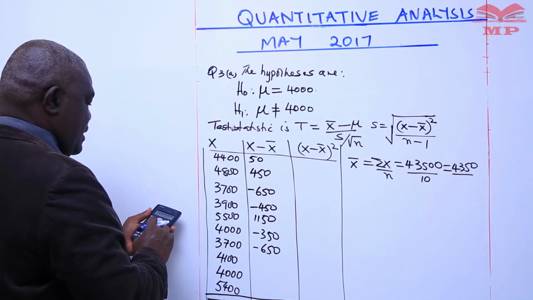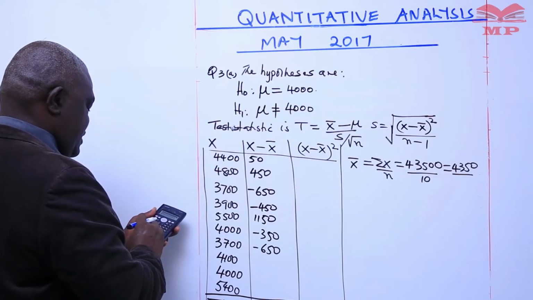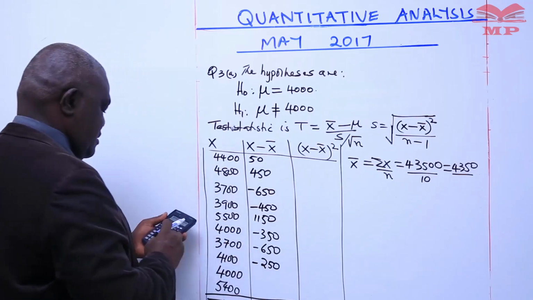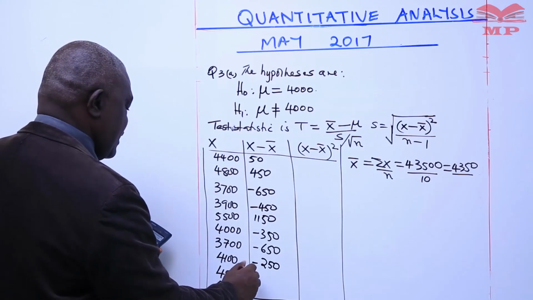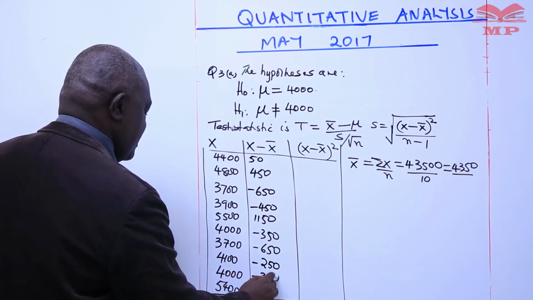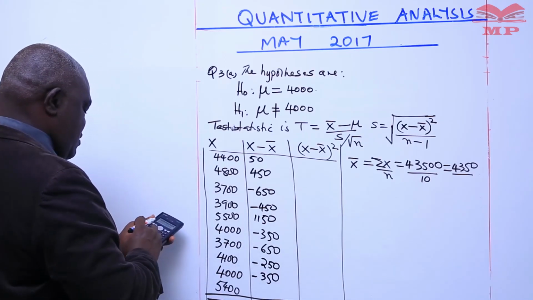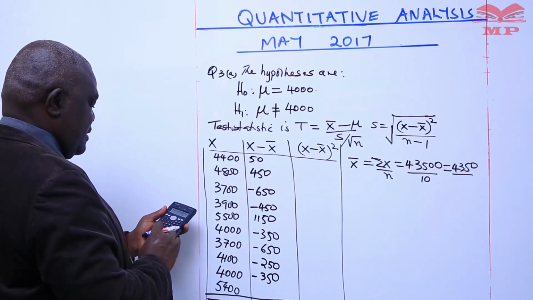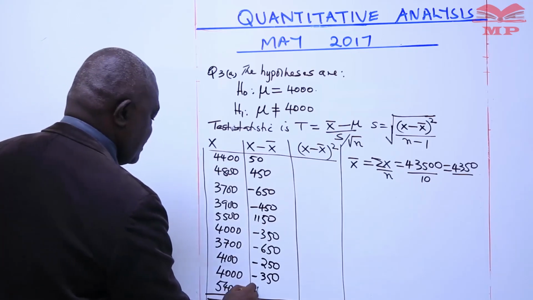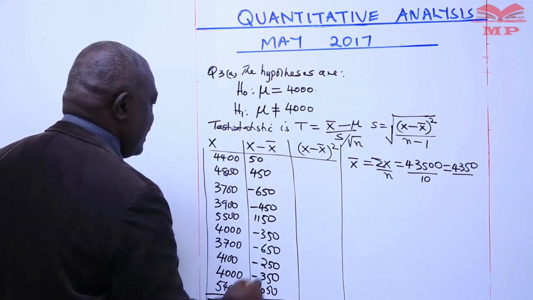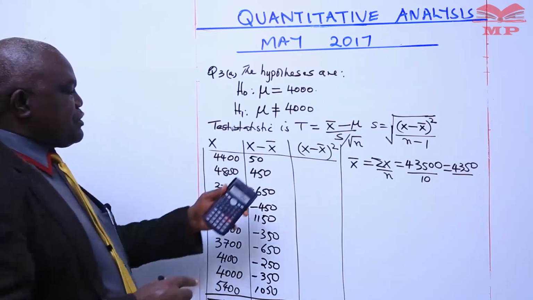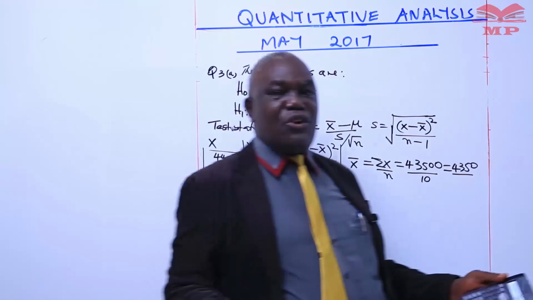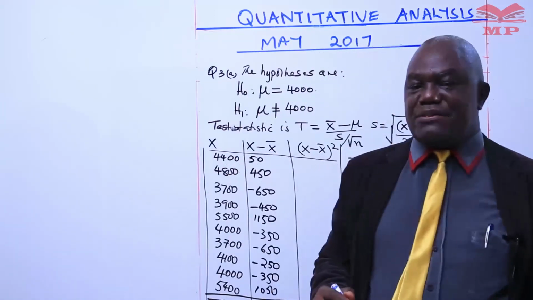Then 4100 minus 4350, I get negative 250. 4000 here, I get negative 350. 5400 minus 4350, I get 1050. We don't add this column because the sum of deviations from the mean is always 0. Therefore, adding the second column will not give us any impact. The value will be 0.